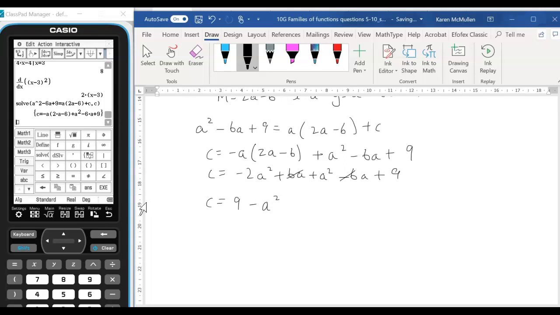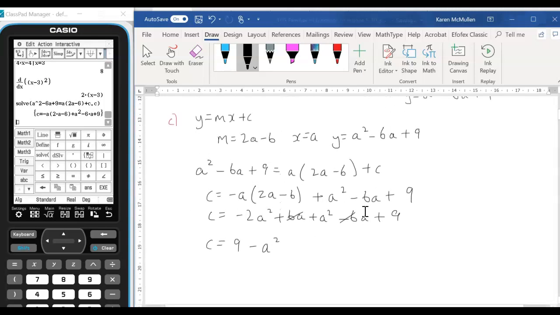And then we can put everything back into our equation. So we've got y equals m, which is your gradient, 2a minus 6. I'm going to put that in brackets, times x, and then the value of c is 9 minus a squared, so plus 9 minus a squared.